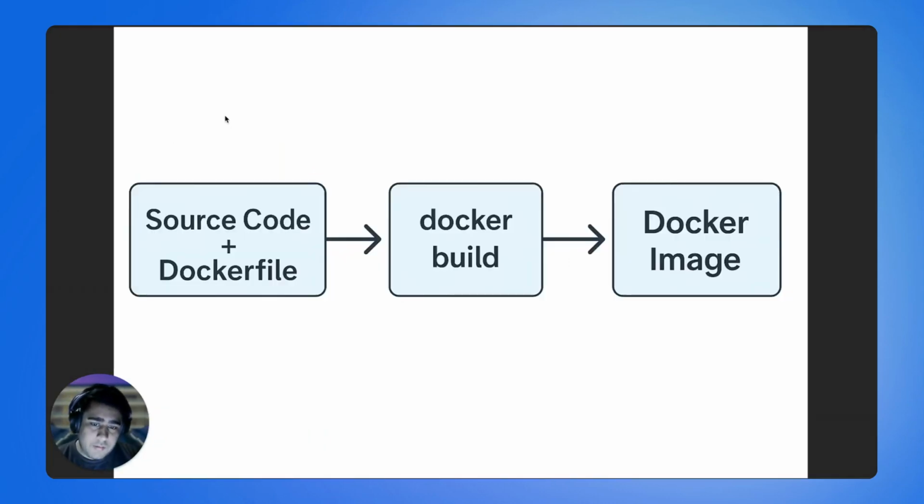A Dockerfile is a text file that contains instructions to build a Docker image. It defines the environment, dependencies, and commands your application needs to run. Here we have a diagram of the Dockerfile. It is bundled with your source code, and then we build the Dockerfile, copying all the code inside the Docker image that we are building, and then it outputs the Docker image, which we can run.